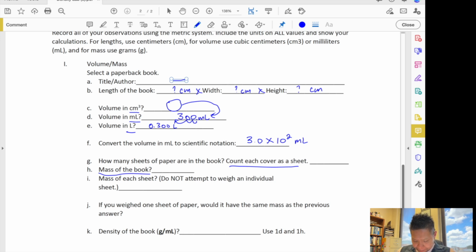Just bring it. And then it asks, what is the mass of each sheet? Well, the mass of each sheet is really easy to figure out. You don't have to weigh every single sheet of paper in the book. All you have to do is take the mass of the book and divide it by the number of sheets, or the number of pages you have. Okay, so that will give you the mass of each sheet.